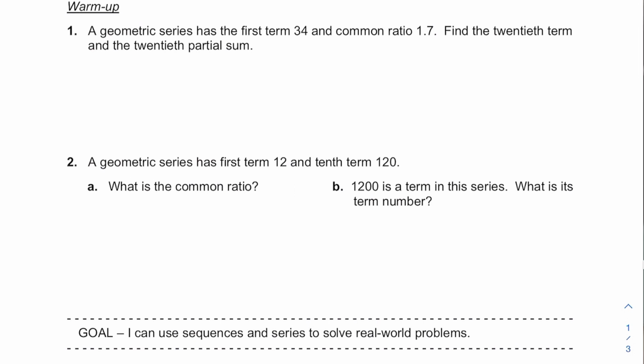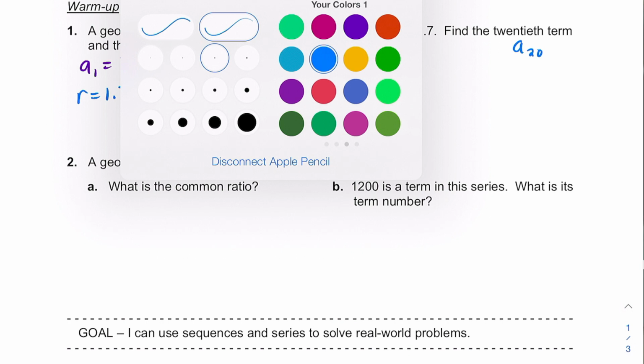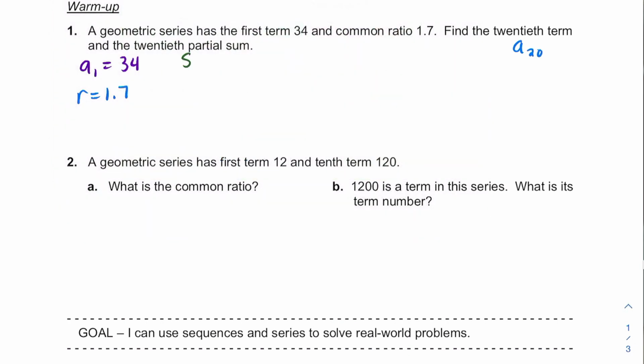So first problem, it says a geometric series has a first term of 34 and a common ratio of 1.7. Here's what that means for us. The first term is always A1, so A1 has a value of 34. And then the common ratio we call R. So that means R is equal to 1.7. It asks us to find the 20th term. So that's A sub 20. And then the 20th partial sum, which is capital S sub 20 for our sums.